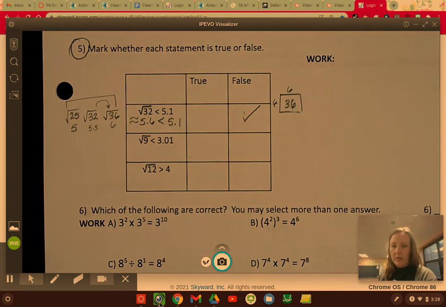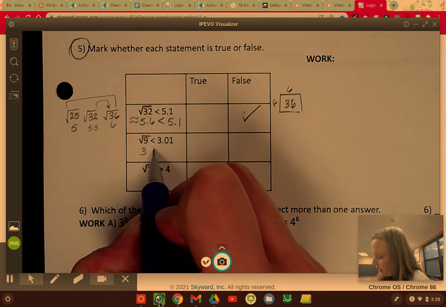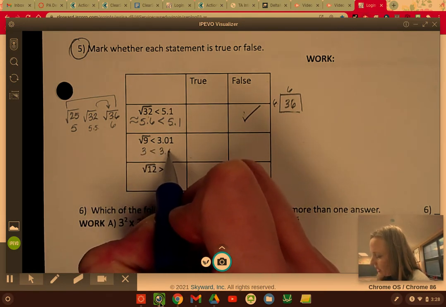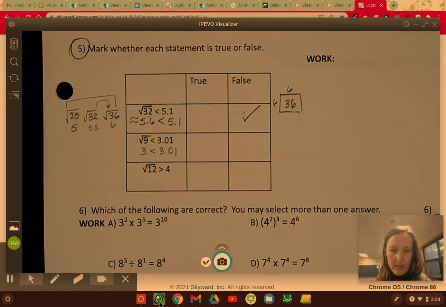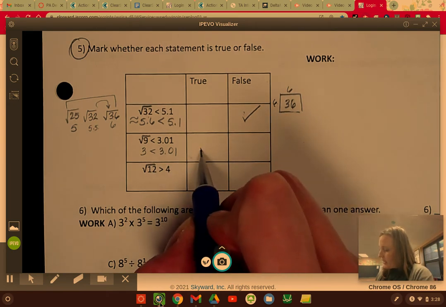You can put a check mark or an X, I don't care. So the square root of 9 is 3. Is 3 less than 3 1/100? Yes, it is. So we're going to say that's true.